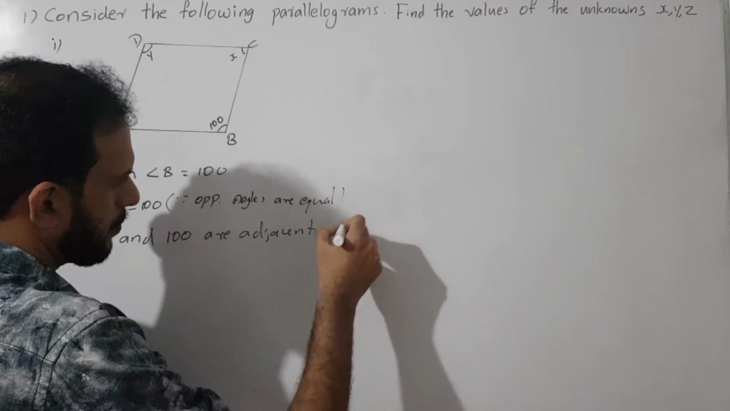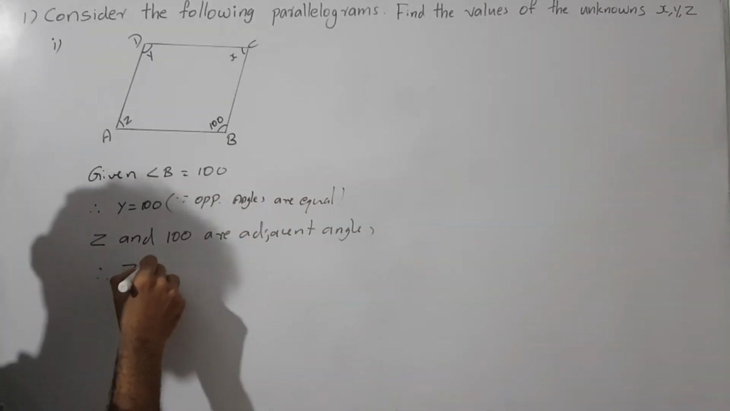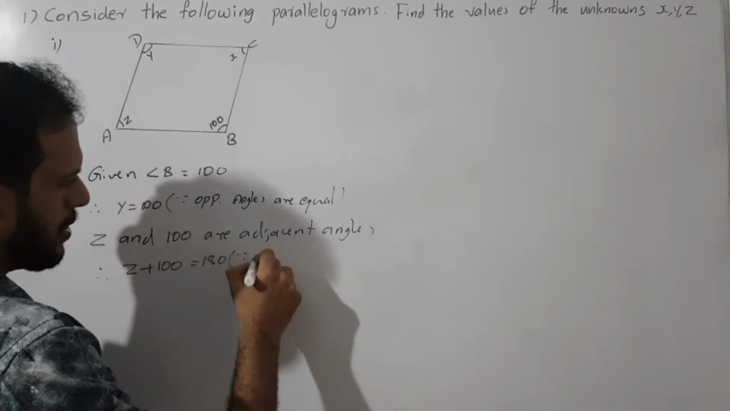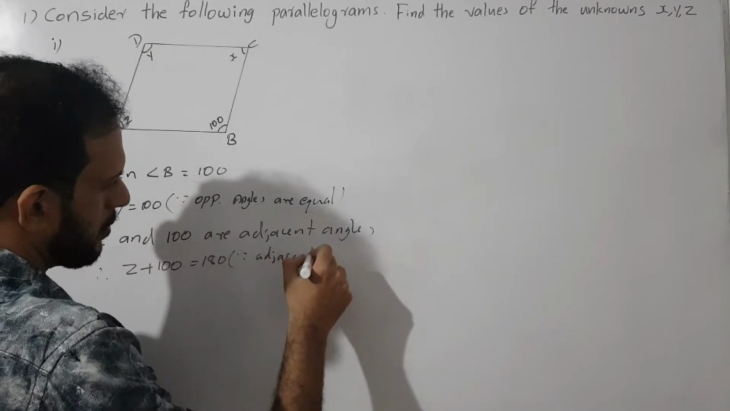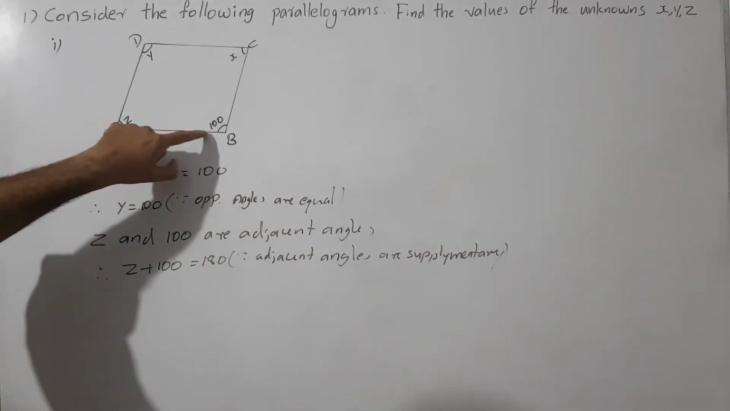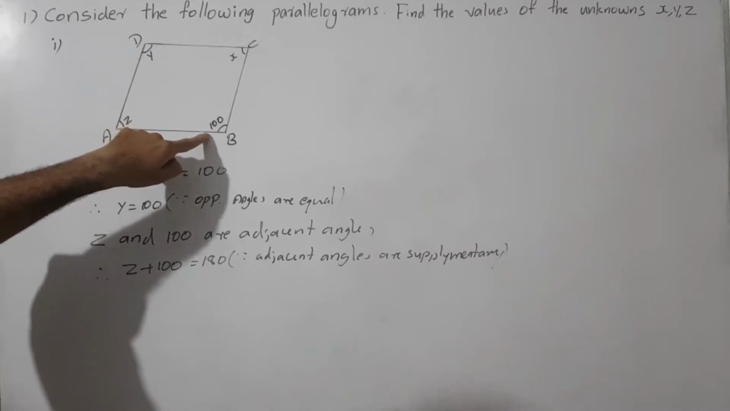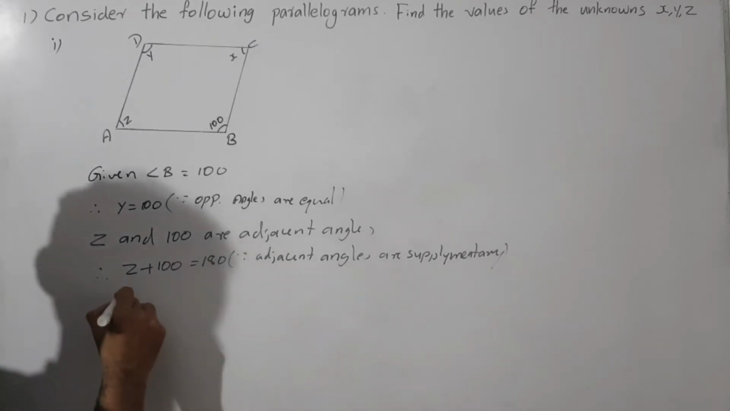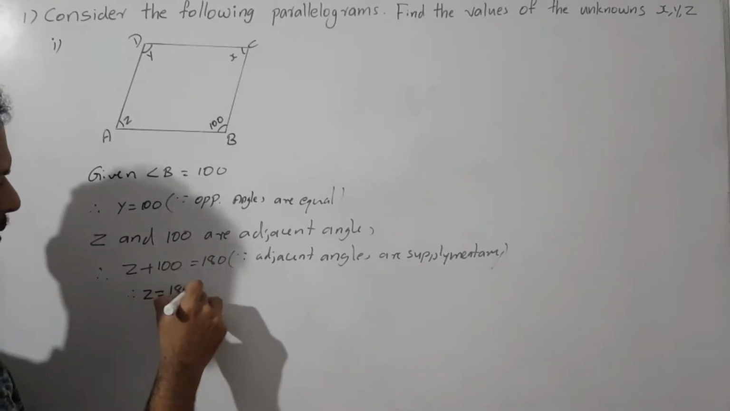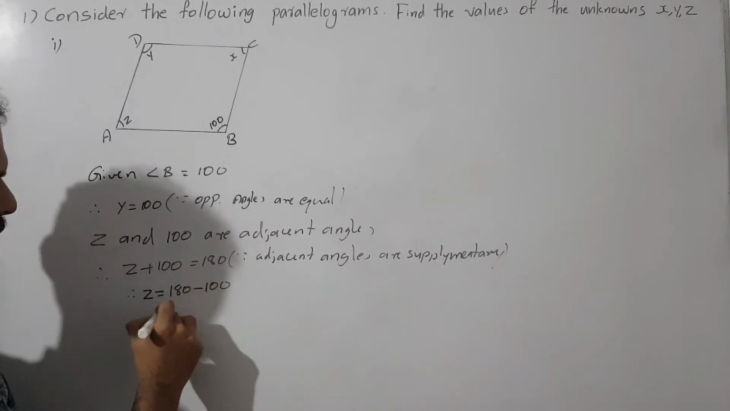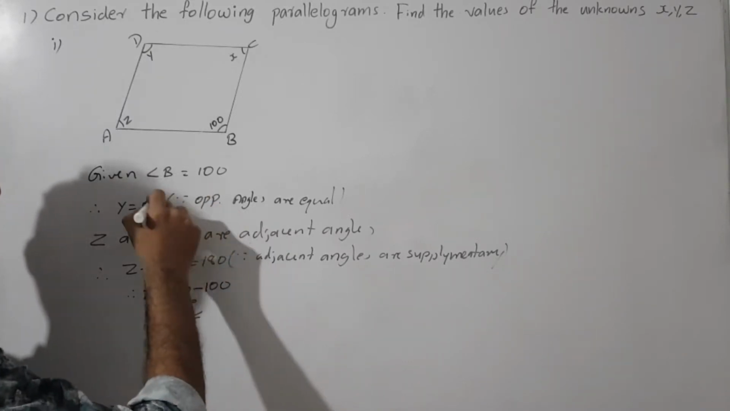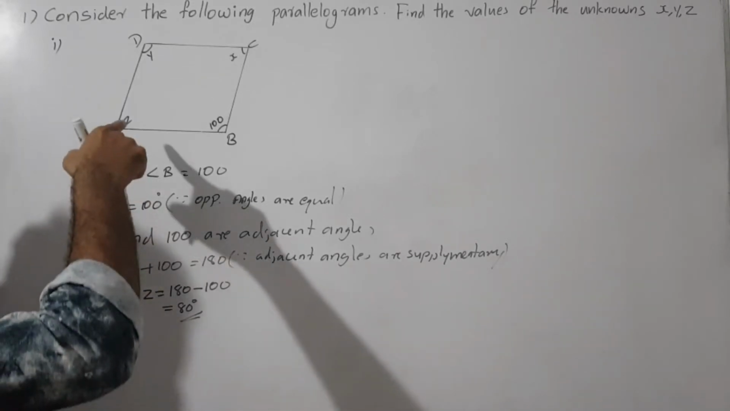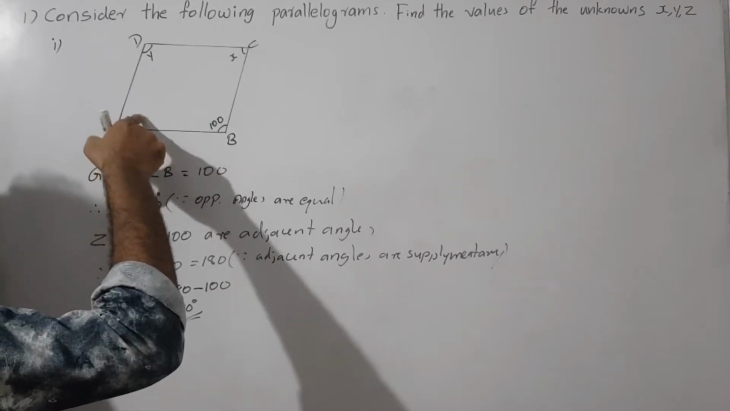Therefore, z plus 100 is equal to 180, since adjacent angles are supplementary. We know z and 100 are adjacent angles, then we use the property that adjacent angles are supplementary. Z plus 100 is equal to 180. Therefore, z is equal to 180 minus 100, which is 80 degrees. So now we got the value of z. The value of z is equal to 80.